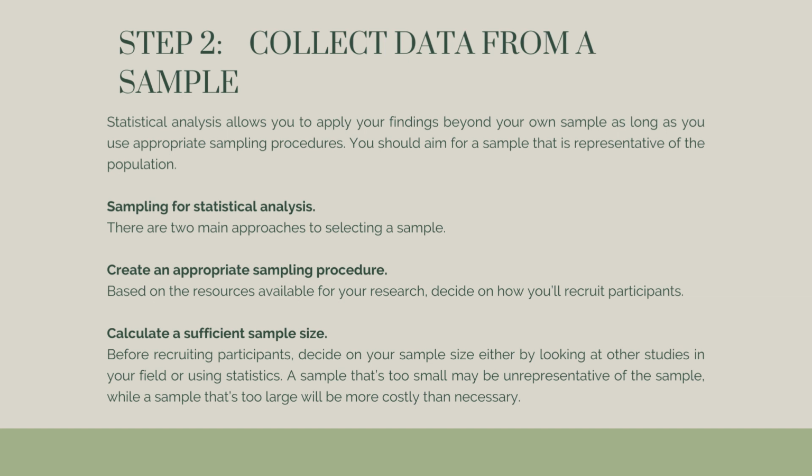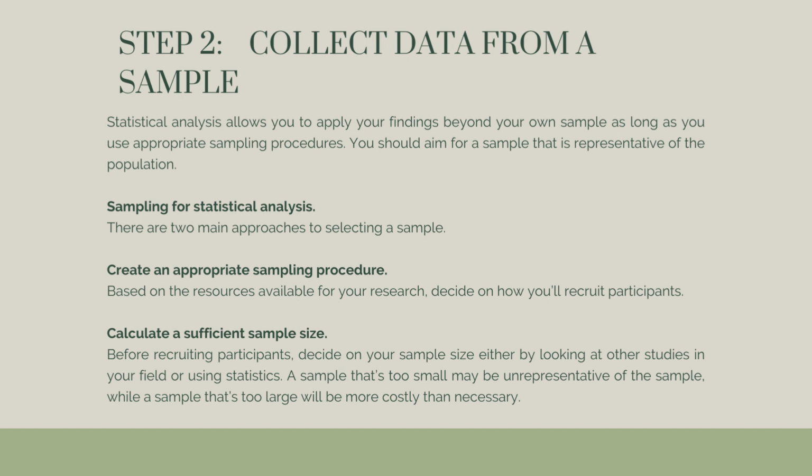But in practice, it's rarely possible to gather the ideal sample. While non-probability samples are more likely to be biased, they are much easier to recruit and collect data from. Non-parametric tests are more appropriate for non-probability samples, but they result in weaker inferences about the population.